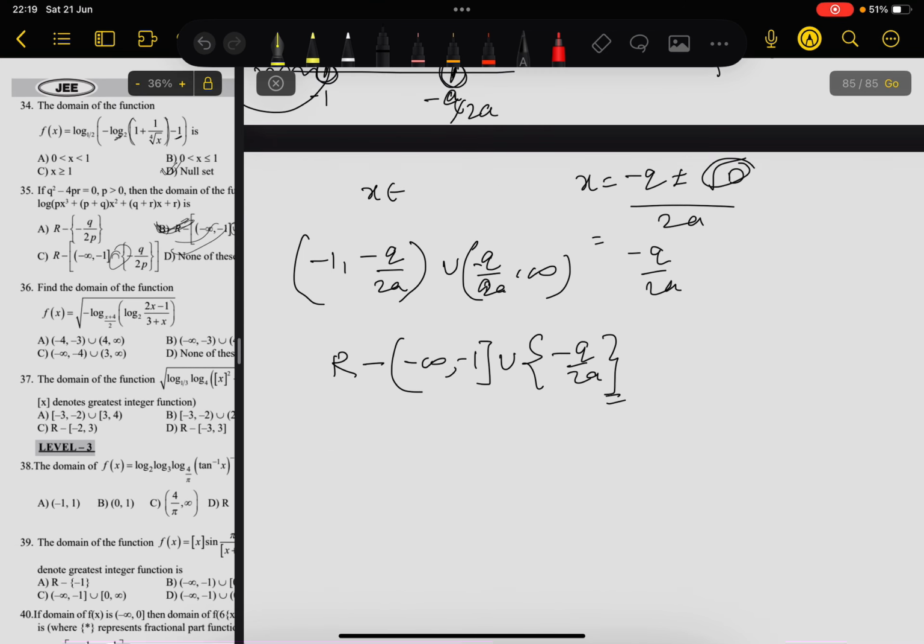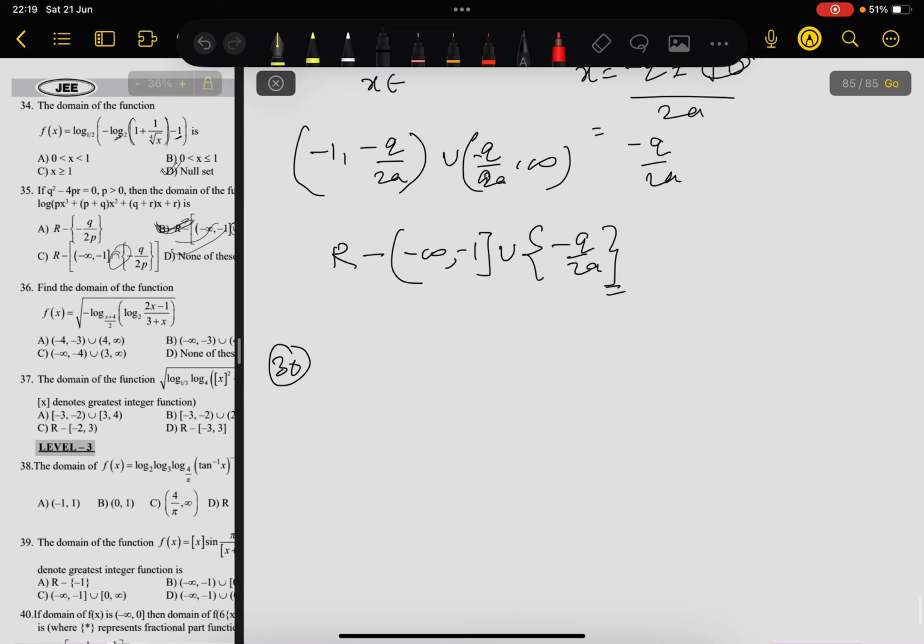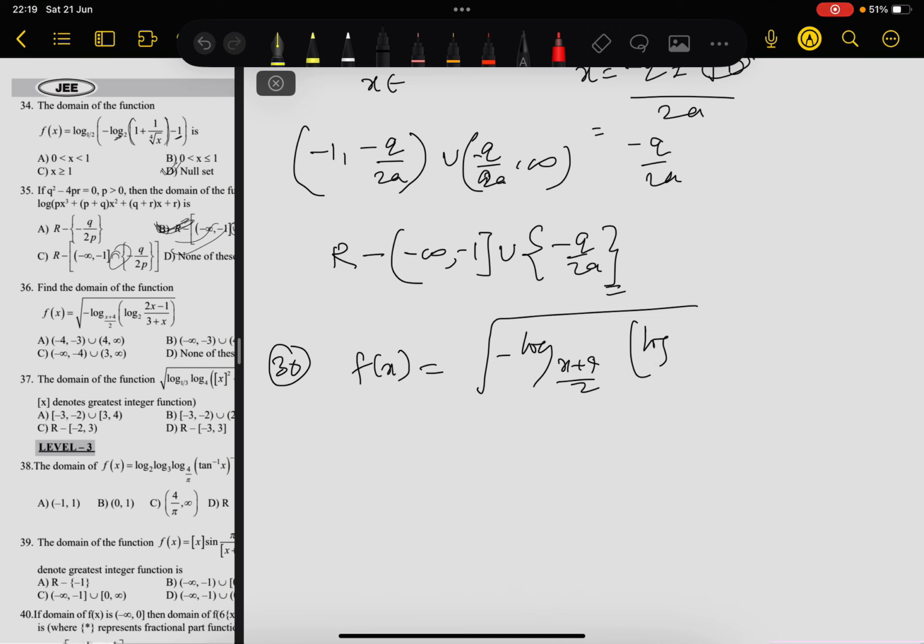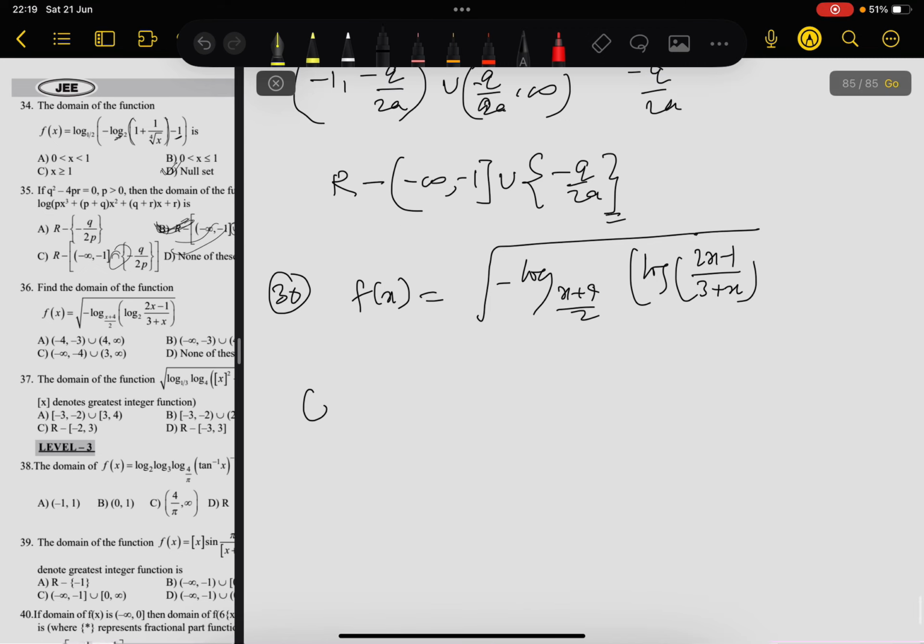Now question number 36. Equals to minus log base x plus 4 by 2 of log 2x minus 1 by x plus 3, right? Because here variable is involved in the base, so we have to make two cases. When x plus 4 by 2 is between 0 to 1, when x plus 4 by 2 is greater than 1. So case 1 is x plus 4 by 2 is between 0 to 1, right?